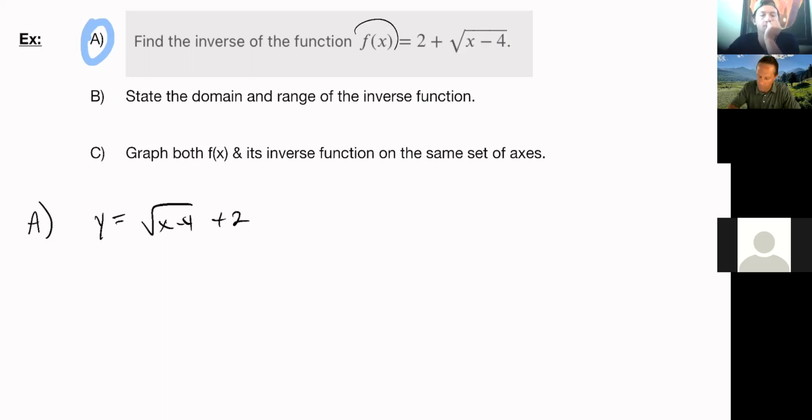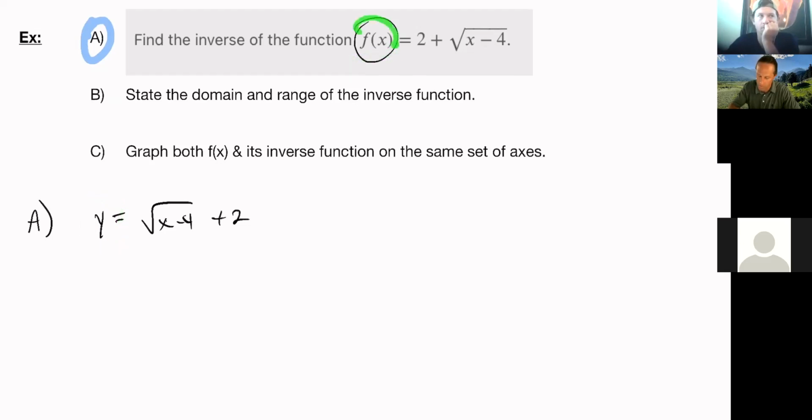Now, I rewrote f of x as y because it's easier to write y than f of x. Okay, know that they still stand for the output. This is just more powerful. It tells me that this is a function. And does everybody know what this looks like? Could we do part C right now and graph this?